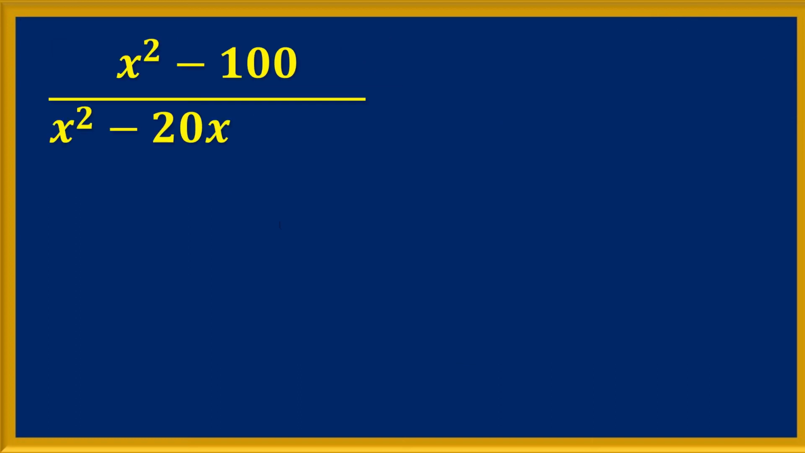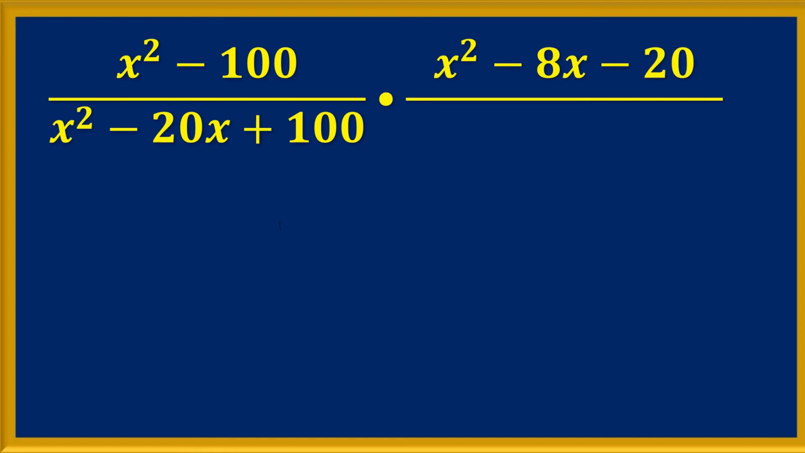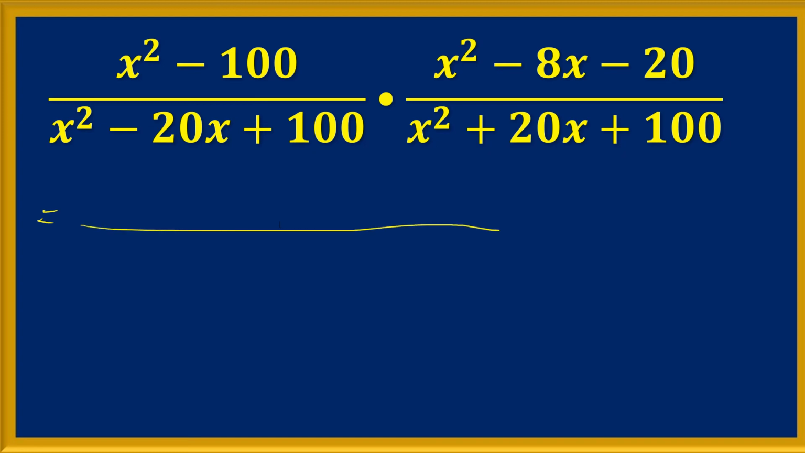Let's have (x squared minus 100) all over (x squared minus 20x plus 100) multiplied by (x squared minus 8x minus 20) all over (x squared plus 20x plus 100). So this time, ang gagawin natin, ipapactor natin lahat ng nasa numerator at lahat ng nasa denominator para makita natin yung mga pwedeng i-cancel na same factor.